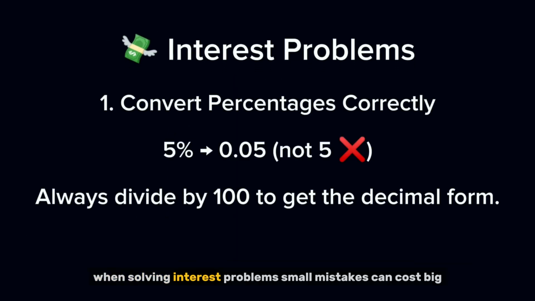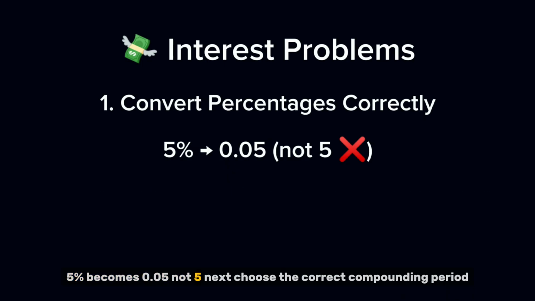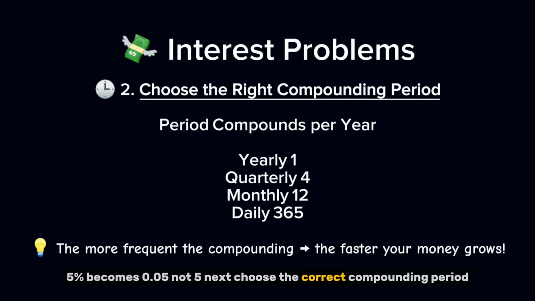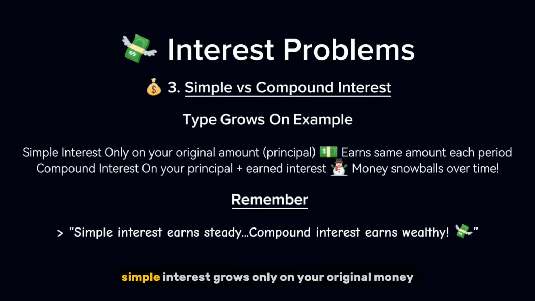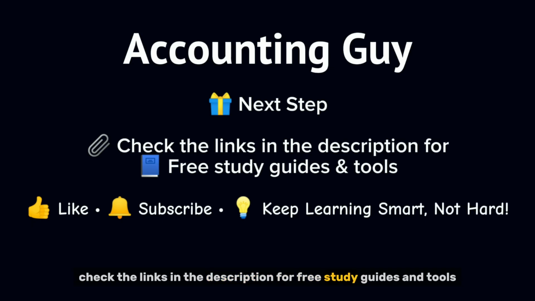When solving interest problems, small mistakes can cost big. First, always convert percentages to decimals. 5% becomes 0.05, not 5. Next, choose the correct compounding period. Yearly equals 1, quarterly equals 4, monthly equals 12. And remember, simple interest grows only on your original money, but compound interest grows on both your money and the interest it earns.